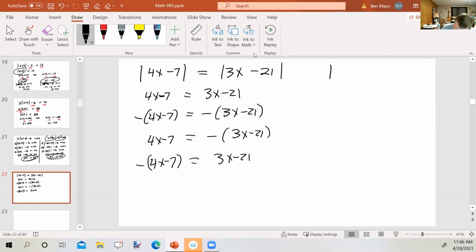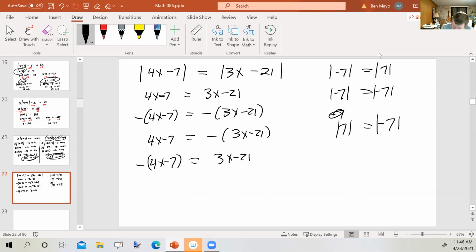Just like, for instance, the absolute value of -7 equals the absolute value of 7. The absolute value of -7 equals the absolute value of -7. You get the absolute value of 7 equals the absolute value of -7. Anyway, you get all these different possibilities, okay?